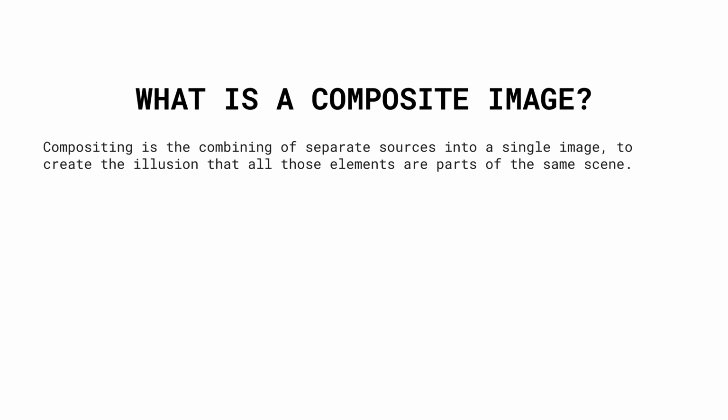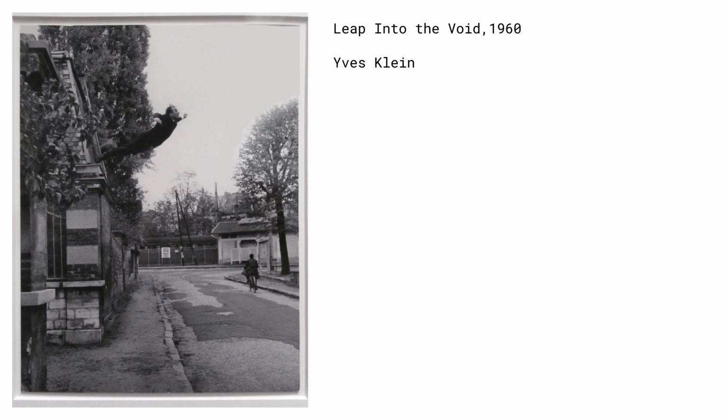But it's basically taking separate sources or separate images and combining them into a single image, to create an illusion that this is the same photograph. So when you see this, you think it's one single photograph, but it's actually made up of multiple photographs that are giving us different information.